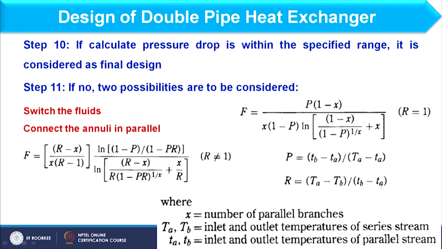Next is we have to connect the annuli in parallel. When I am considering the parallel connection, we have to consider the FT correction factor according to the R value. If you are finding R equal to 1 or not equal to 1, you can choose the FT correction factor accordingly, and then you can consider the LMTD also. In this way we can complete the design of the double pipe heat exchanger.